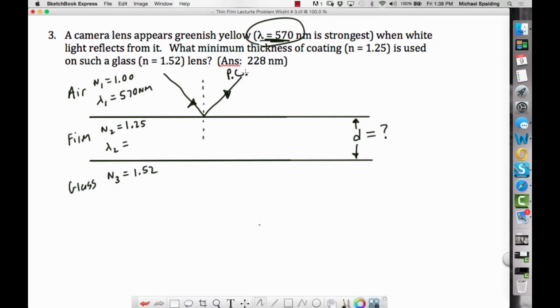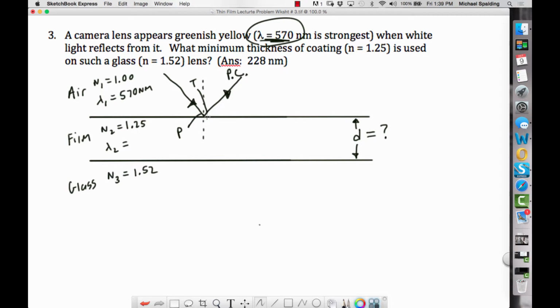Now what does a phase change mean? Let's say that this ray comes in, and let's just say it's at a peak. So what's it going to be right there? The peak is going to instantly turn to a trough. So peak turns to trough, for example.